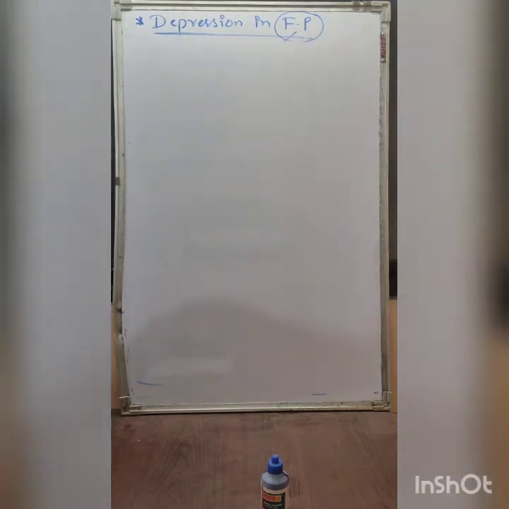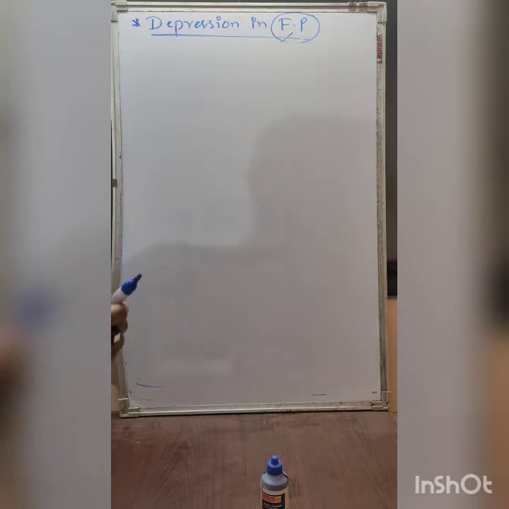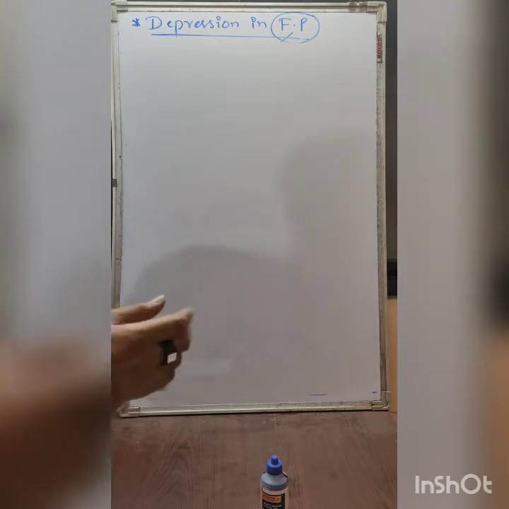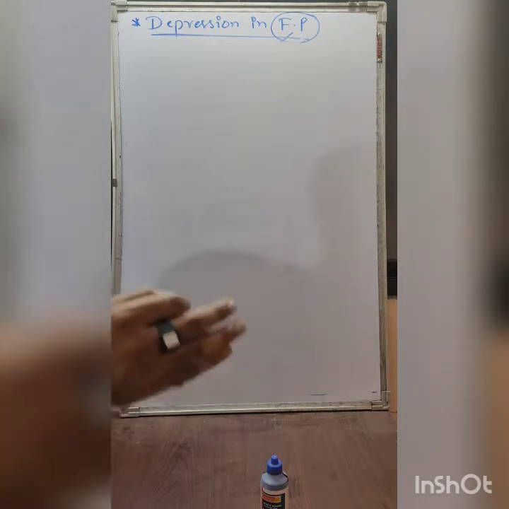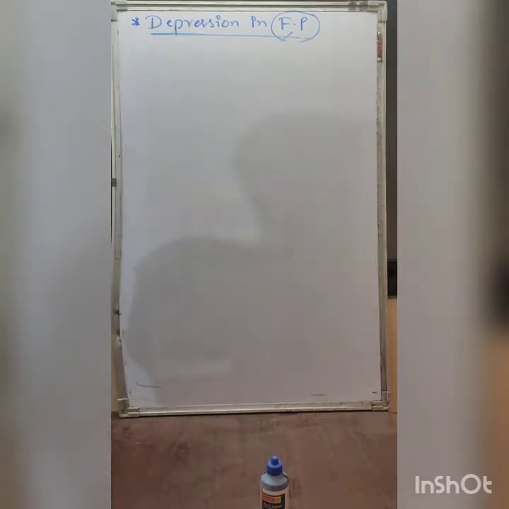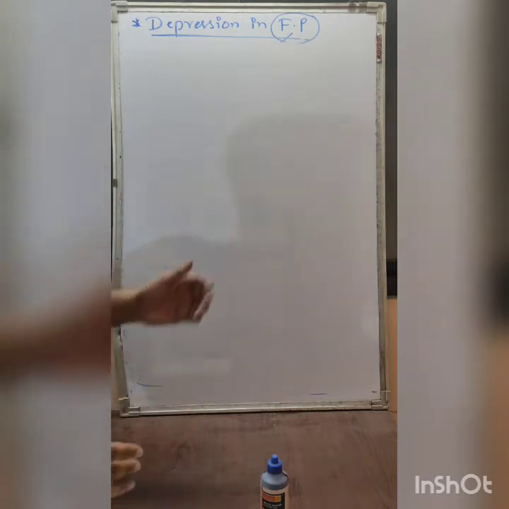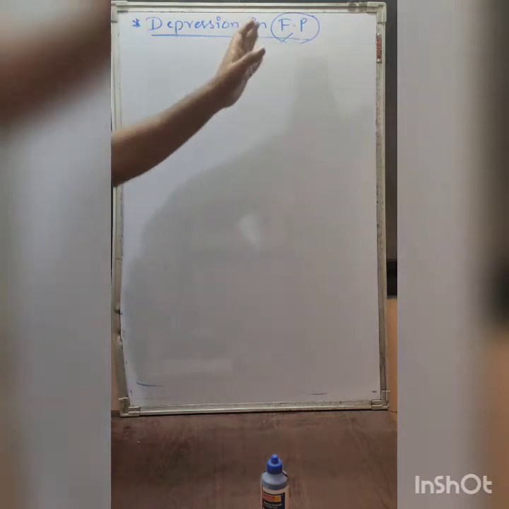So hi students, this is my sixth video lecture on the same chapter, solution and colligative property. In the last lecture we discussed the second colligative property, elevation in boiling point. The third one is depression in freezing point, which is related to your second colligative property. Now, depression in freezing point.